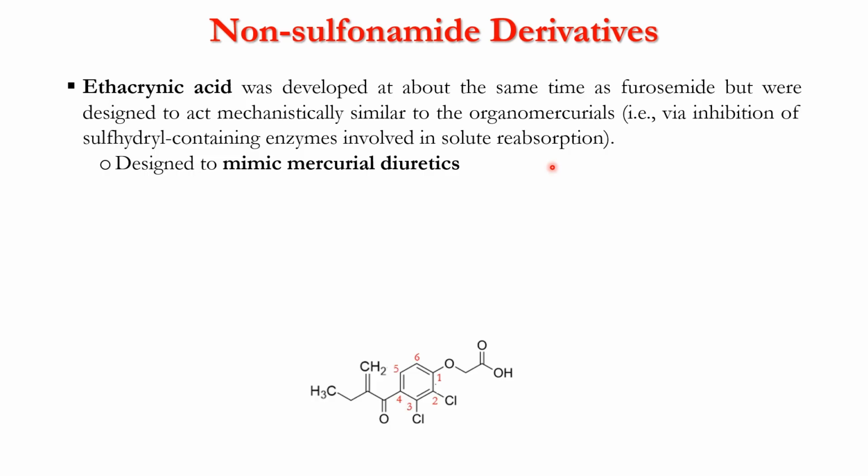So this ethacrynic acid acts through inhibition of the sulfhydryl-containing enzymes that are involved in solute reabsorption. Those substances which contain sulfur and hydrogen can be considered sulfhydryl-containing enzymes. Based on that, ethacrynic acid was designed to mimic the mercurial diuretics' activity.